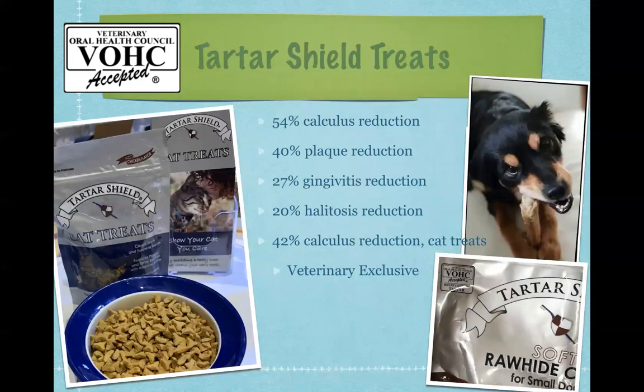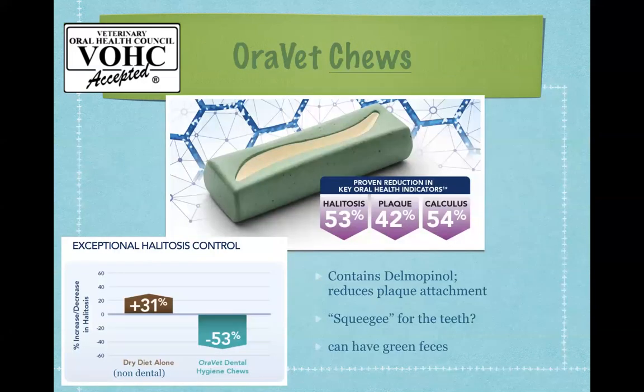Tartar Shield treats have a 40% plaque reduction, and some of their rawhide ones, their rawhide has been broken up and then kind of put back together so it doesn't cause any kinds of obstruction situations. Their cat ones, by the way, are about 1 calorie a piece. They're really low cal too.